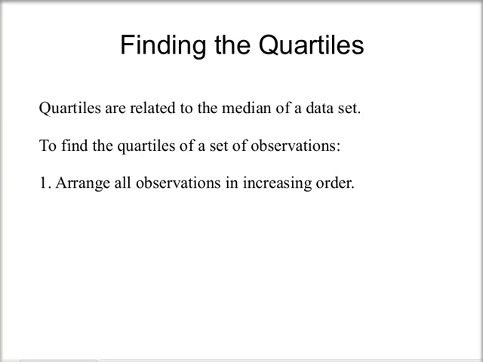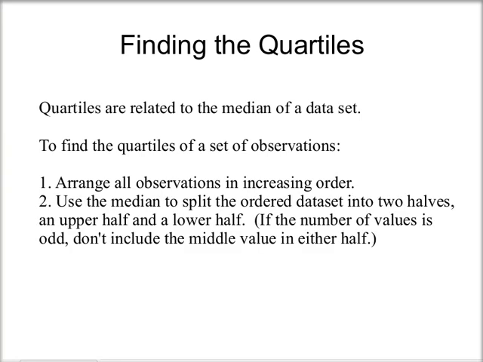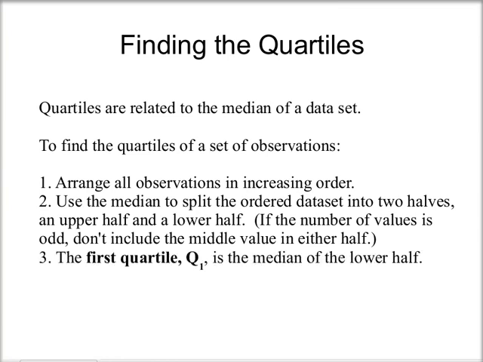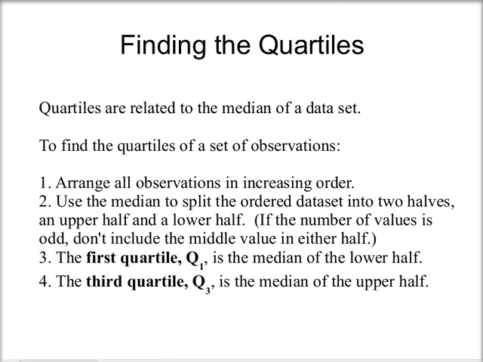To find the quartiles, quartiles are related to the median of a data set. So first, we need to arrange all the observations in increasing order, just like you did to find the median. And then we find the median and use the median to split the ordered data set into 2 halves, an upper half and a lower half. If we have an odd number of values in our data set, then we don't include the middle value in either half. After that, we've got 2 halves of our data set, and the first quartile, Q1, is the median of the lower half, and the third quartile, Q3, is the median of the upper half.